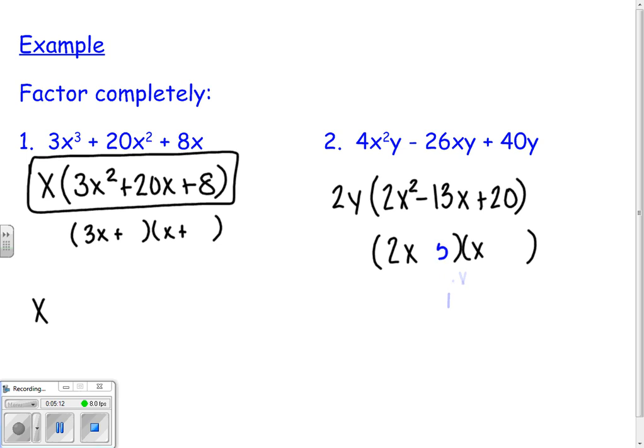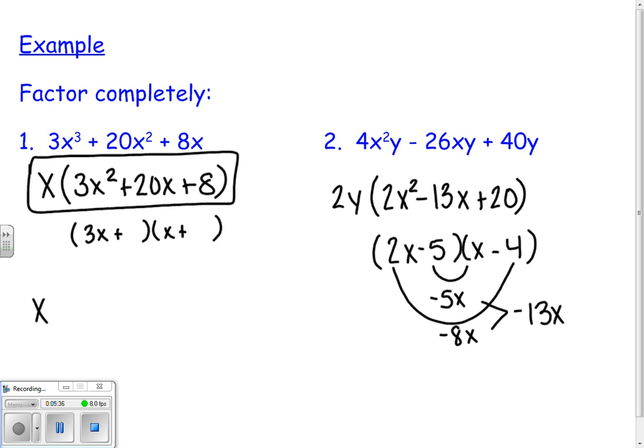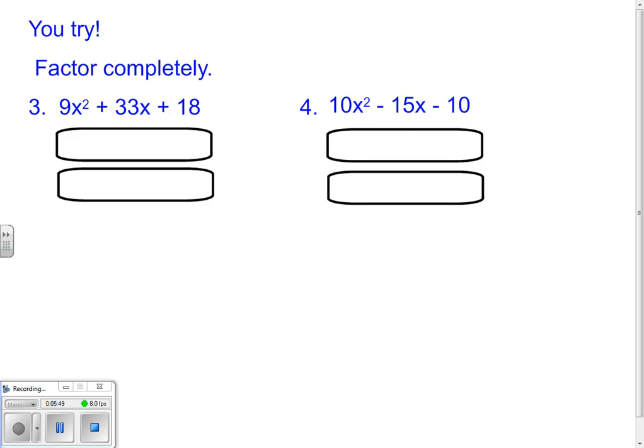Okay, let's try 5 and 4. That's a 5x and an 8x. Oh, there's the negative 13 I was looking for. That one factors further. Okay, I need it to be a minus 5 and a minus 4. Let me repeat why that works. This gives me a negative 5x. This gives me a negative 8x. And together, I get negative 13x that I'm looking for. Don't forget in your answer, if you just circle what you have now, you've forgotten the GCF, just pull that out front. Pause the video to do the you try it.